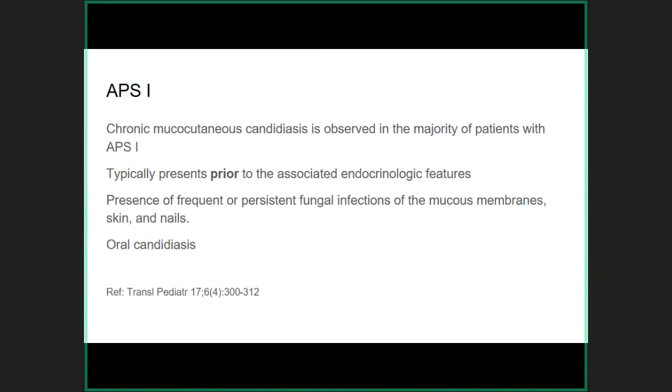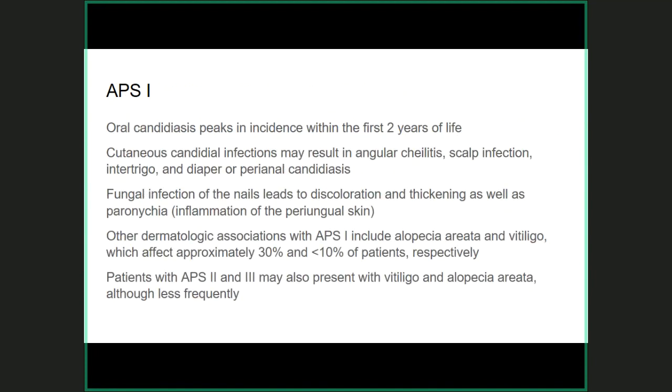Let's talk about APS 1. Chronic mucocutaneous candidiasis is observed in a majority of patients with this condition and typically presents prior to the associated endocrinological features. Persistent fungal infections of mucous membrane, skin, and nails occur. Oral candidiasis might occur. And usually peaks in incidence within the first 2 years of life.